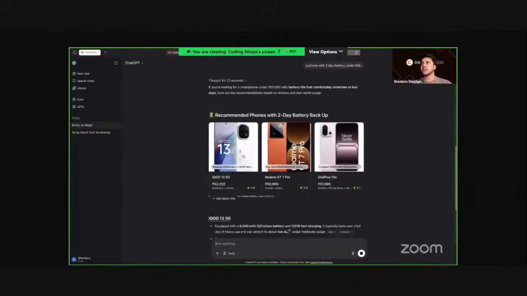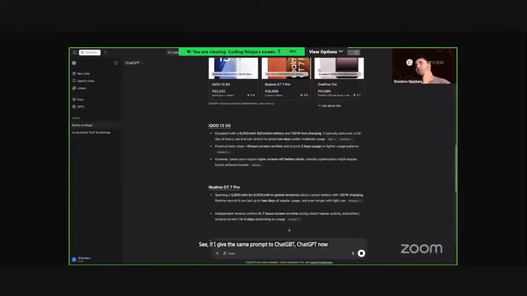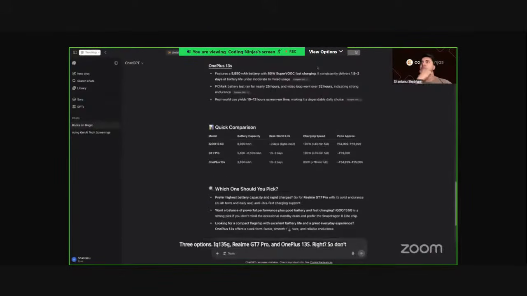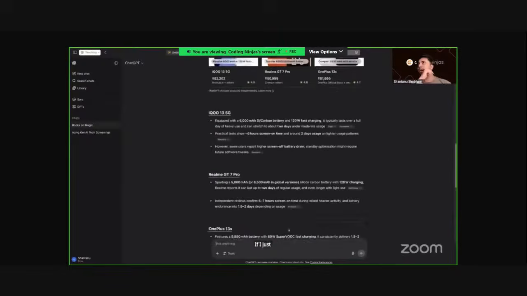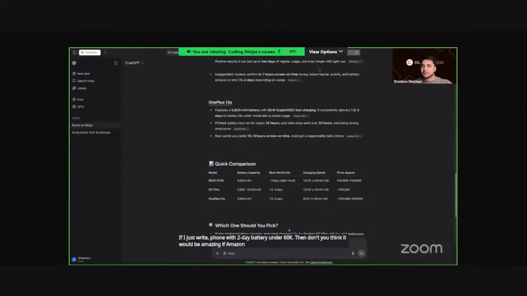See, if I gave the same prompt to ChatGPT, ChatGPT now has three options: IQ 135G, Realme GT7 Pro, and OnePlus 13S. Right? So don't you think if Amazon could give me these three options on the top, it would be amazing? If I just write phone with 2-day battery under 60K, don't you think it would be amazing if Amazon gave me these three options right away?